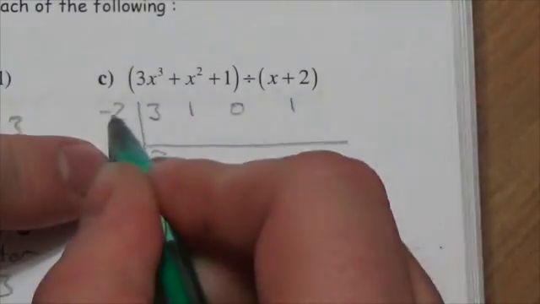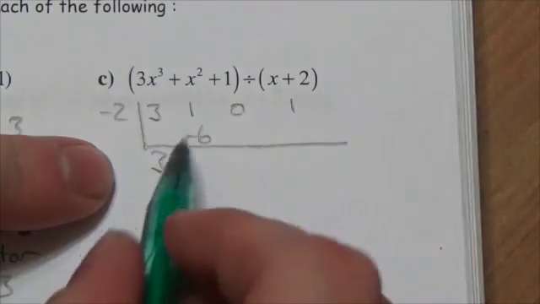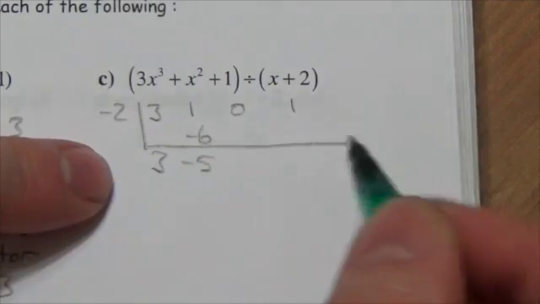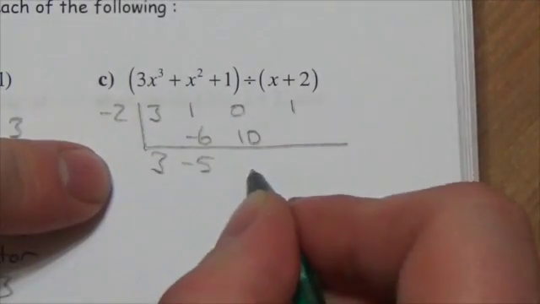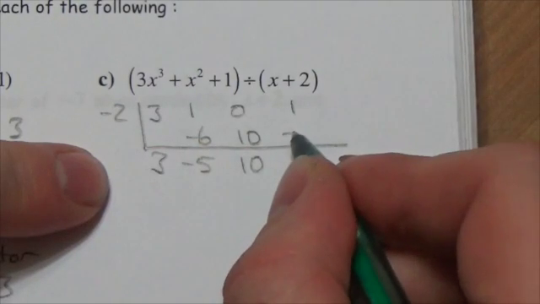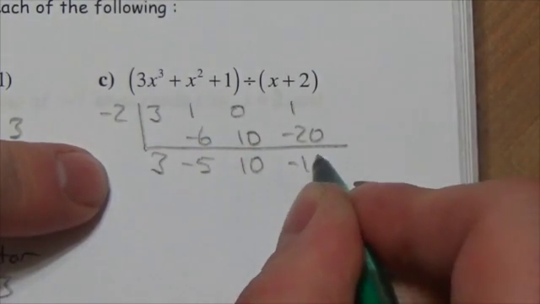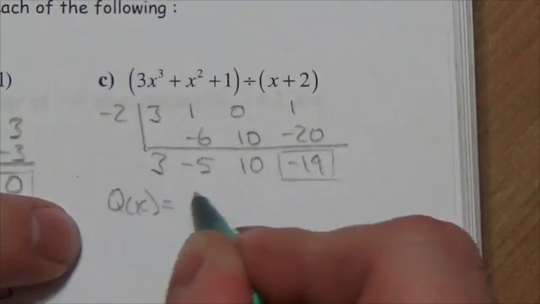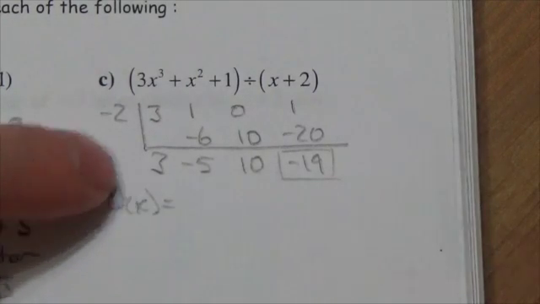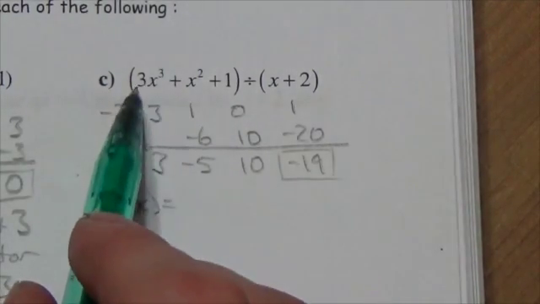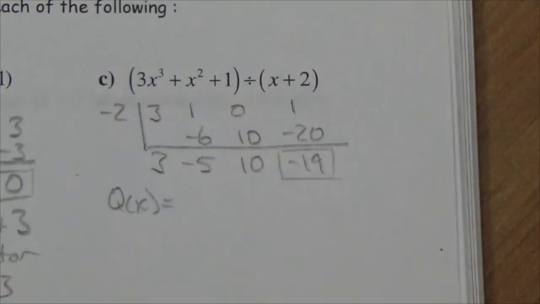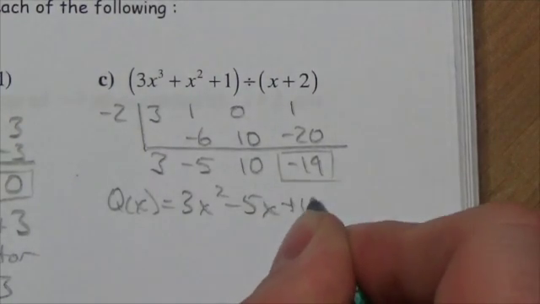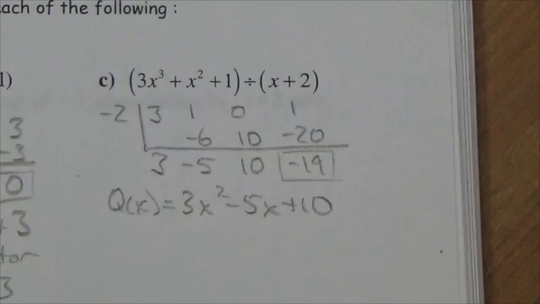Bring down the 3, multiply by negative 2. So this is going to be negative 6 right here. And then add. So 1 and negative 6 will be negative 5. Negative 2 times negative 5 is going to be positive 10. Add. Multiply, so you get negative 20. And add, and you'll get negative 19. There's my remainder. And so my quotient, and look at what I'm seeing here: I was dividing a cubic by a linear binomial, so I should be getting a quadratic, and that's what I'm getting: 3x squared minus 5x plus 10, and my remainder was negative 19.